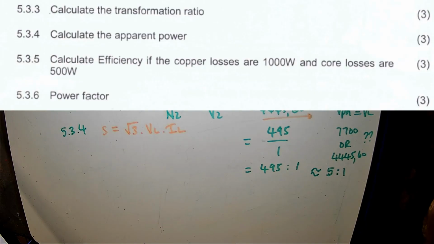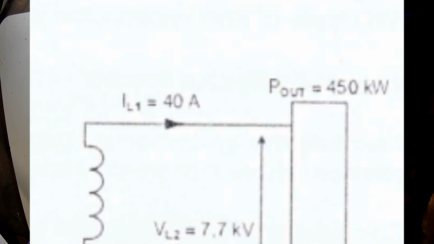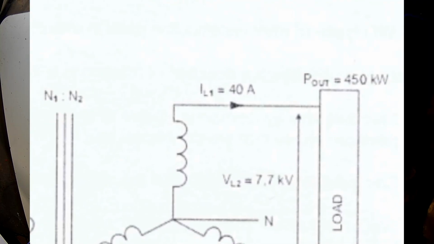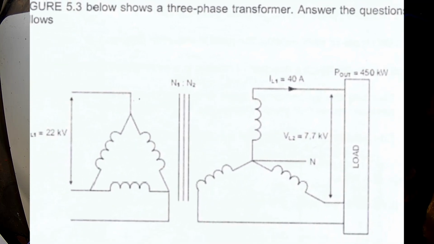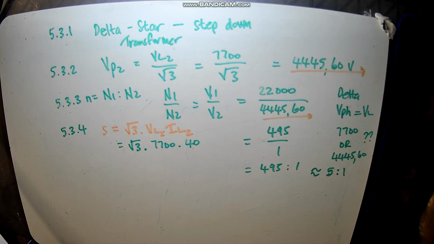Right, so notice on the right hand side we do have the line voltages. With this formula we have to use line values. So we can use the line voltage on the right, and we can also use the line current on the right. We can see our line voltage there is 7,700. And if you look at the diagram right on top on the right hand side, it does say 40 amps. Do remember with star, the currents are the same, the voltages are different.